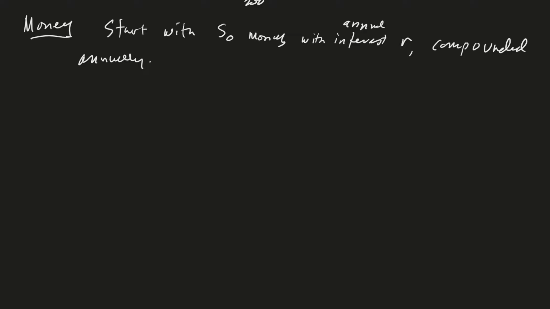Okay, so that means that at year one, we're going to have some interest money coming. So the amount of money that we'll have will be your initial amount plus the interest rate times your initial amount, right? And so S1 you could write as S sub 0 times 1 plus R.